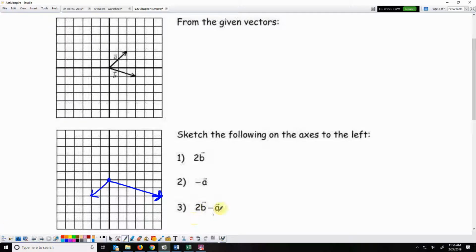2 times vector b minus vector A is the same as 2 times vector b plus the opposite of vector A. So we've already graphed 2 times b, we've graphed the opposite of A, we just need to put those two together. If I take the opposite of A and slide its tail down to here, and go down 2 and left 2 from here, that's where the final head is going to be. So from the initial tail to that final head is 2 times vector b minus vector A.